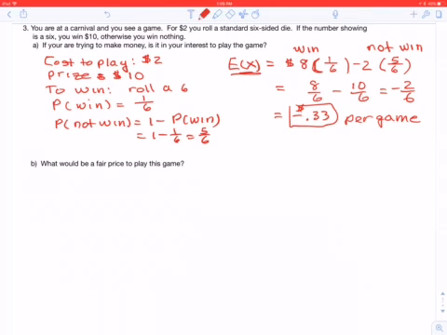A fair price to pay to play this game is the expected value plus the cost to play. The expected value was negative 33 cents. The cost to play was $2. So a fair price would be $1.67.